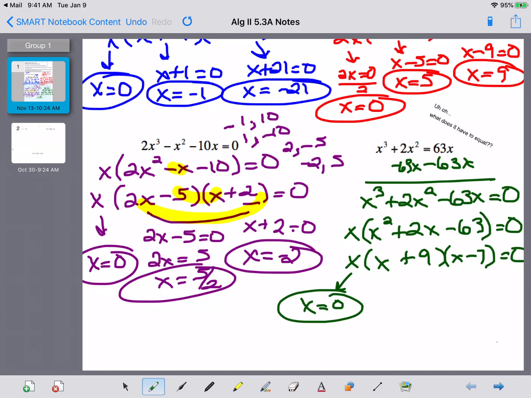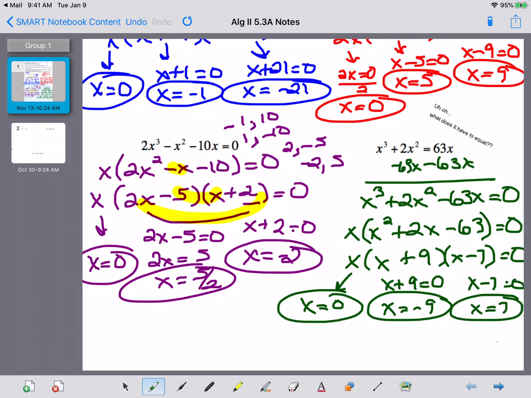X could be 0. X plus 9 could be 0, which means x would have to be negative 9. Or x minus 7 could be 0, which means x would have to equal a positive 7. So that's the first type, where we factor out a GCF and what we have left is nice and factorable. So we just keep factoring it all the way down and then set each factor equal to 0.